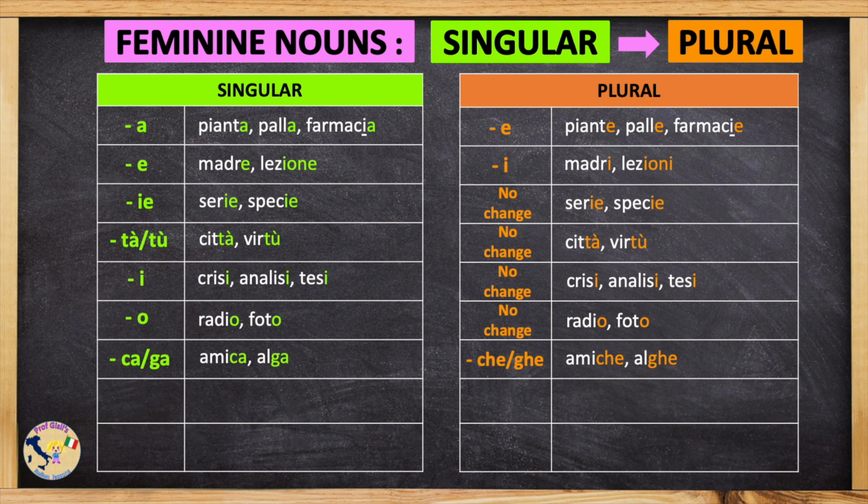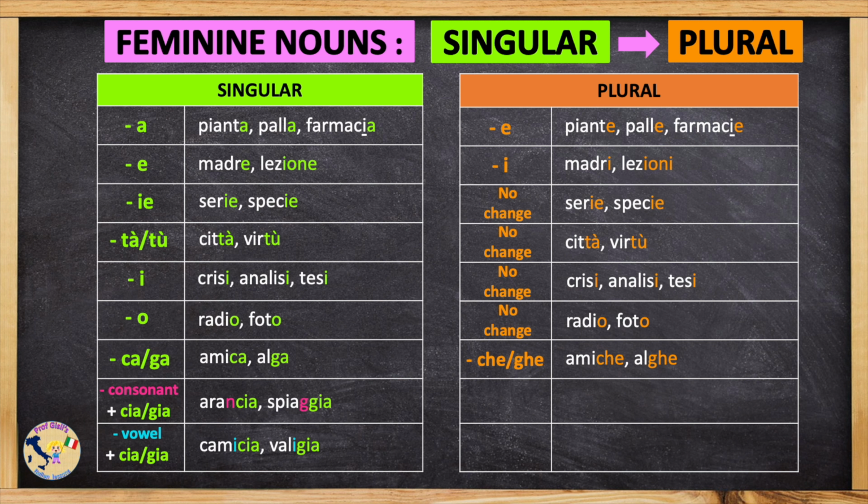And then we have two groups of feminine nouns ending in cia or gia. In the nouns belonging to the first group, cia or gia are preceded by a consonant, for example arancia and spiaggia. In the nouns belonging to the second group, cia or gia are preceded by a vowel, for example camicia and valigia.